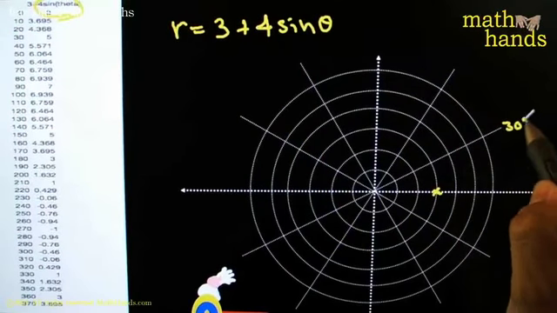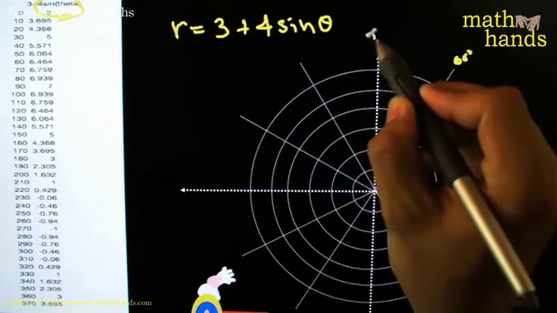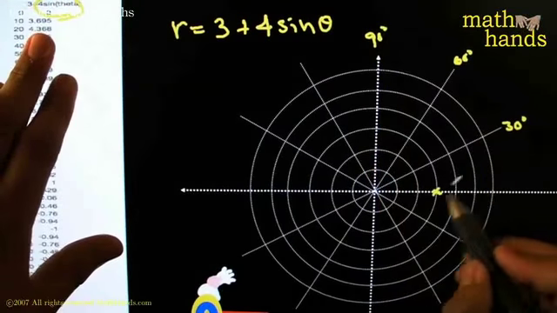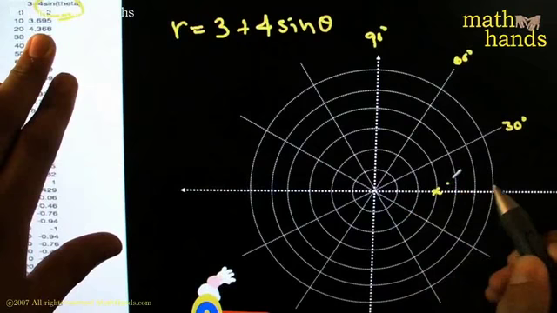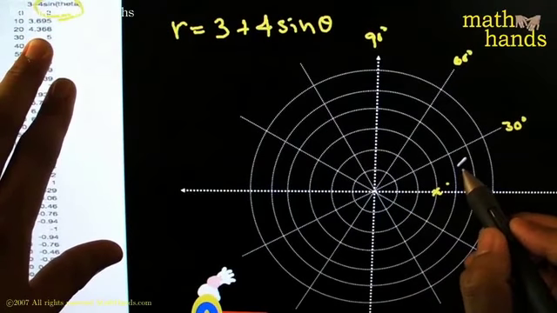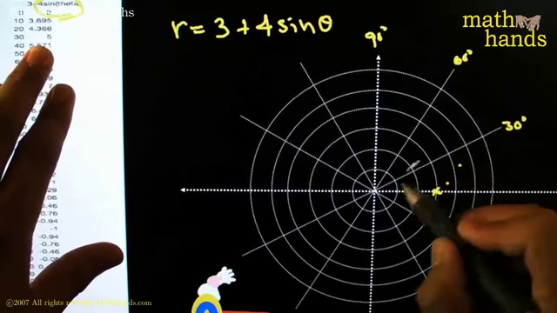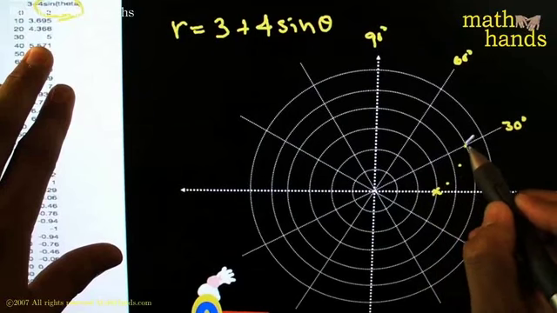This is 30 degrees. This is 60 degrees, and so on and so forth. For 10 degrees, it's 3.69. I'll just estimate. 3.69 would be a little bit more than a half. For 20 degrees, it'd be 4 point something. For 30 degrees, it'd be 5. 1, 2, 3, 4, 5.